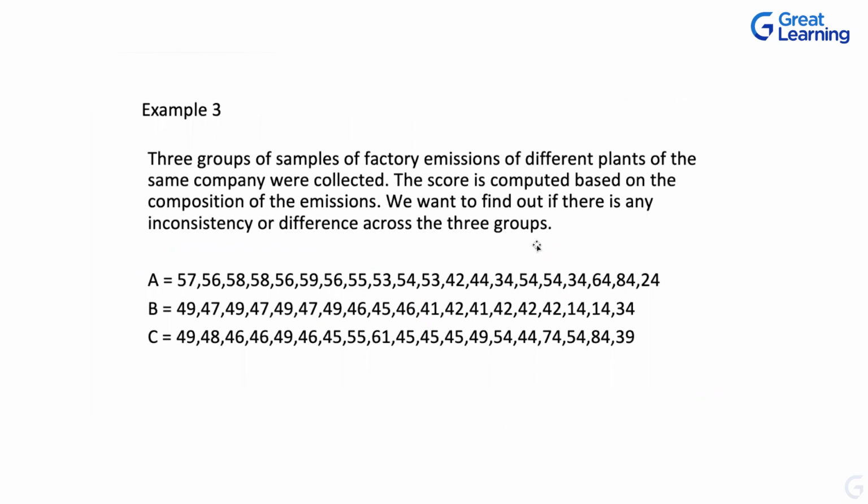Okay. So now you saw the previous example where we took two samples and tried to compare the variance. But here look at this. Three groups of samples of factory emissions of different plants of the same company were collected. The score is computed based on composition of emissions. We want to find out if there is any inconsistency or difference across three groups. Group A, so much data. Group B, Group C, the emission data that is coming for three groups. What are we trying to see? Inconsistency or difference? It's not just the means. Inconsistency or difference between three groups. So far we have been operating with one or two samples essentially.